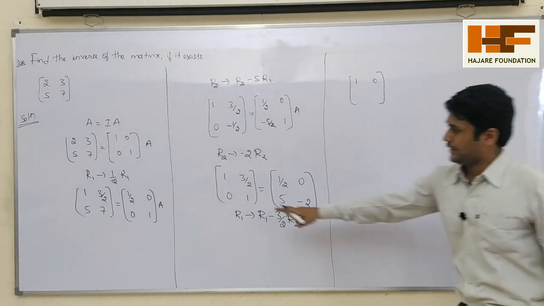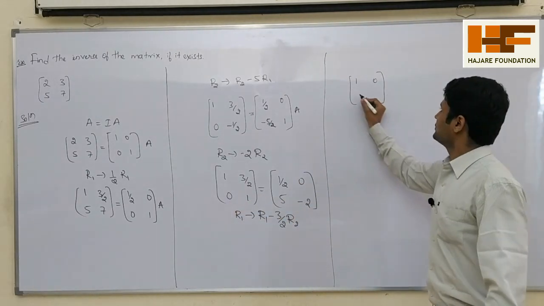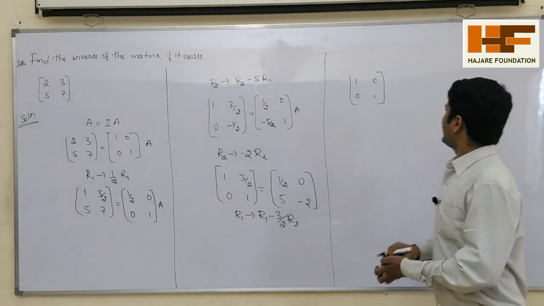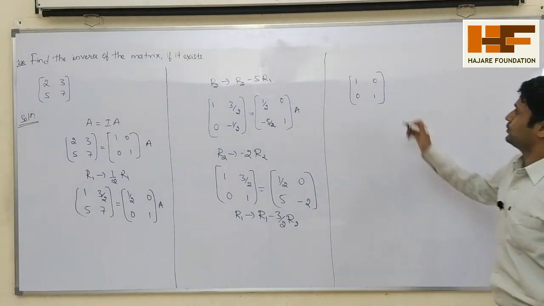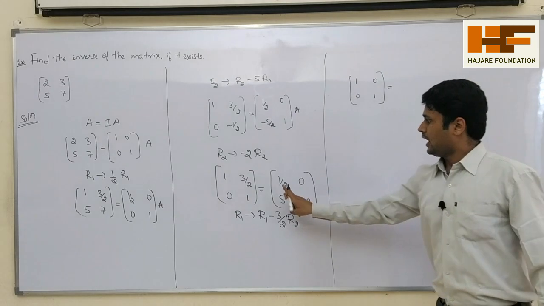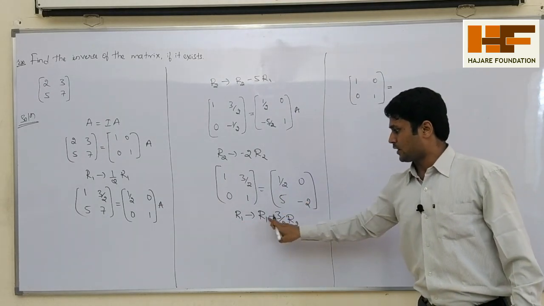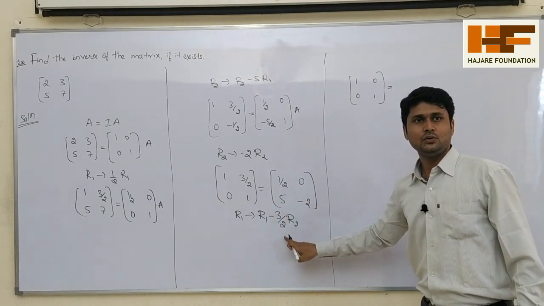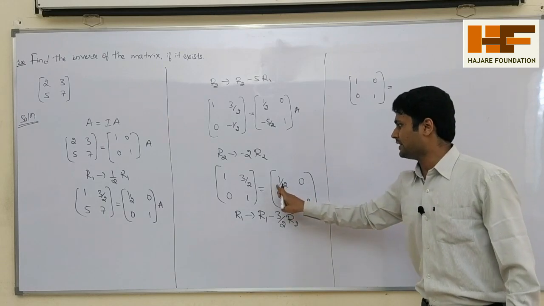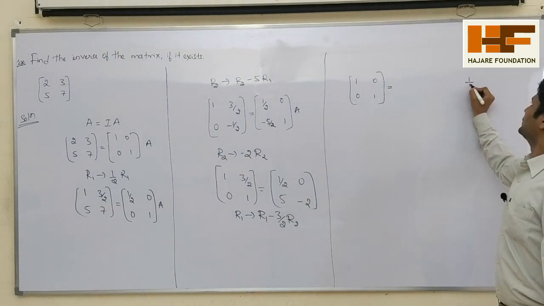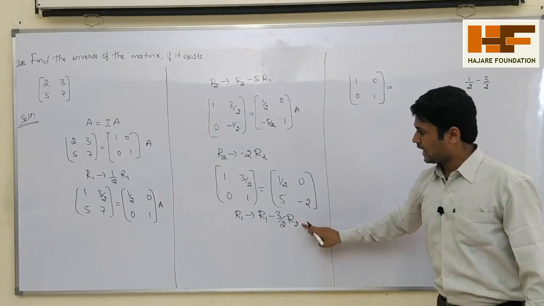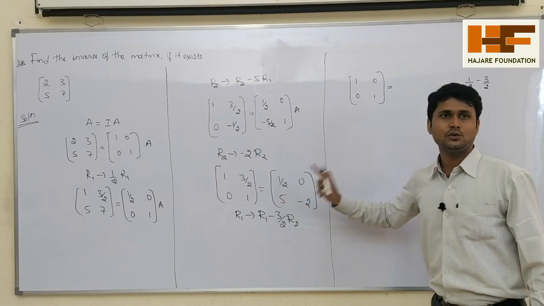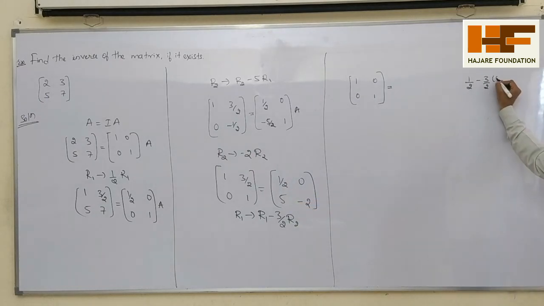Next, R2 row as it is, write out 0, 1. Whatever the operation done in LHS side, same operation we have to do in RHS. R1 changes to R1 minus 3 by 2 into R2. What is the R1 element? 1 by 2 minus 3 by 2 into corresponding R2 element, 5.